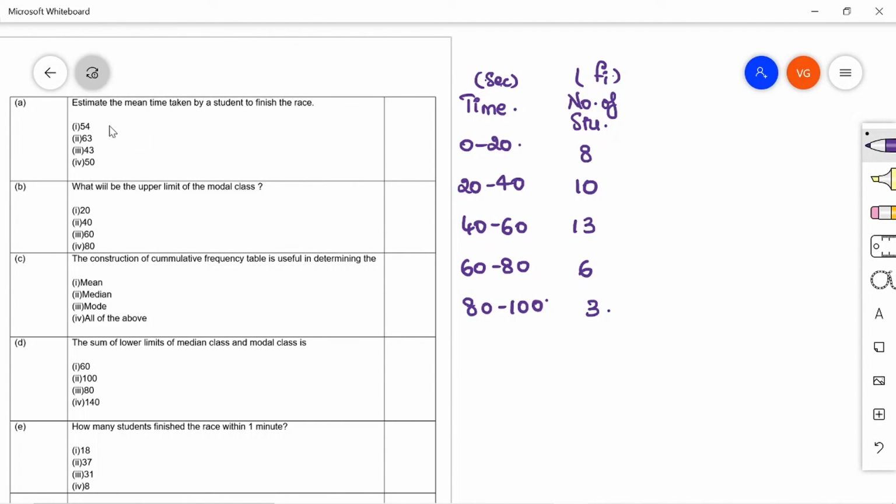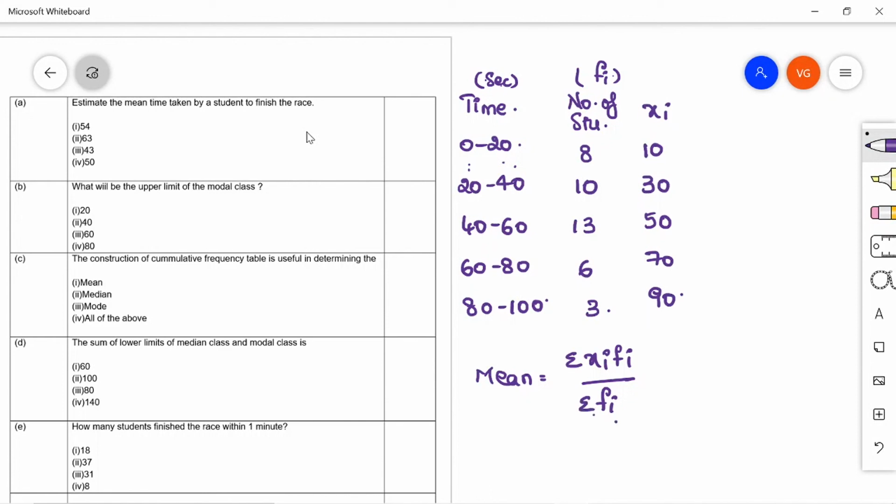Let us see what is the first question. Estimate the mean time taken by a student to finish the race. So mean of the given data, very simple. Mean is nothing but sigma xi fi divided by sigma fi. So as you are given the class interval, first we have to find out the average class marks. 0 and 20, so 20 plus 0 divided by 2, 10, like that it is 30. Average of 40 and 60 is 50, 70 and 90. Sigma fi, sorry, this is sigma fi or n.